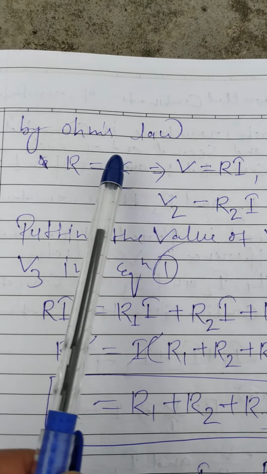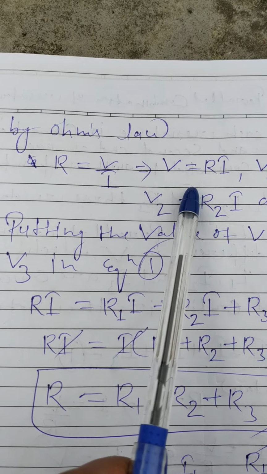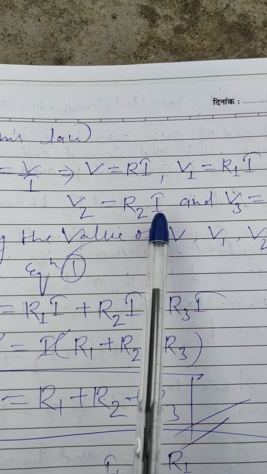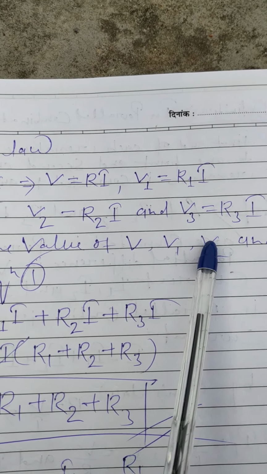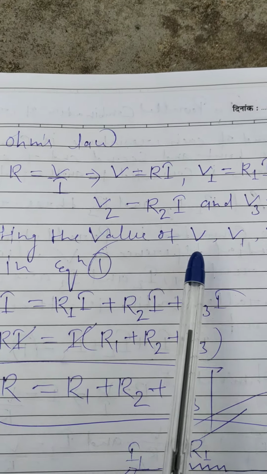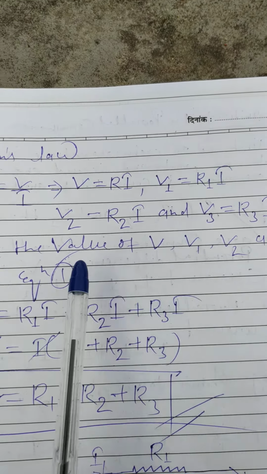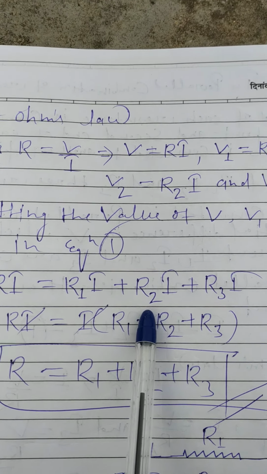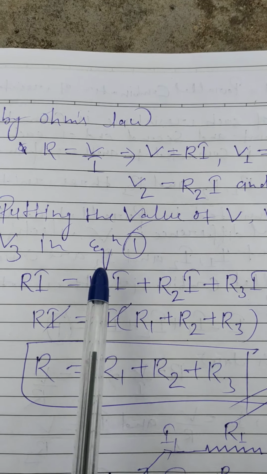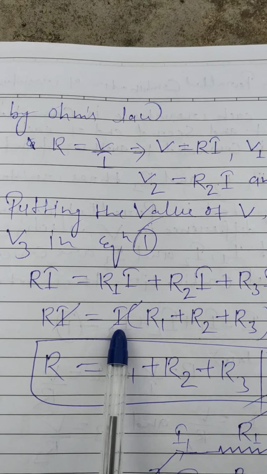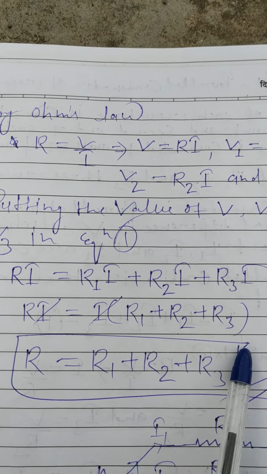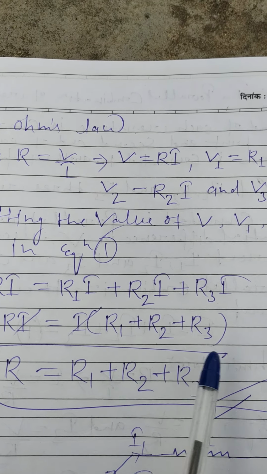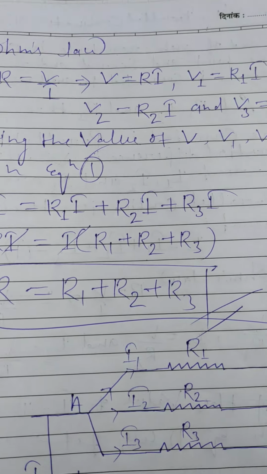By Ohm's law, R equals V upon I, that is V equals RI. V1 equals R1I, V2 equals R2I, V3 equals R3I. Putting the values of V, V1, V2 and V3 in equation first: RI equals R1I plus R2I plus R3I. I is common. RI equals I times (R1 plus R2 plus R3). That is, R equals R1 plus R2 plus R3 in series combination of resistance.